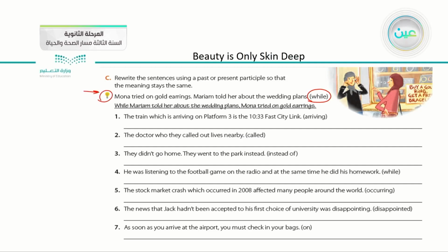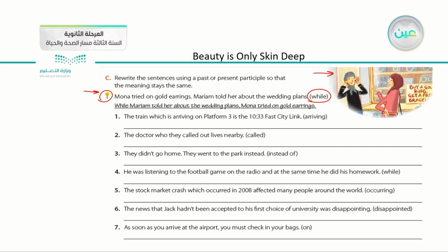The first example is: Muna tried on gold earrings. Here, as you can see in the picture, Muna tried on gold earrings. Mariam told her about the wedding plans. What are we asked to do here? We should use the word while in the sentence and keep the meaning the same. So the sentence becomes: while Mariam told her about the wedding plans, Muna tried on gold earrings.